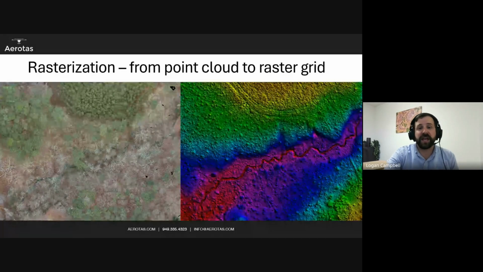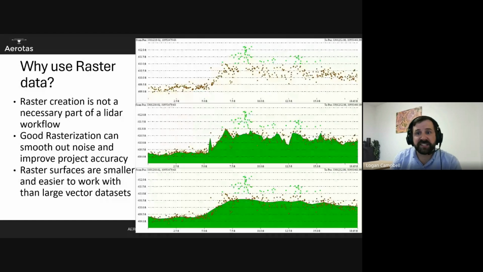So why would we use that? Why not just the point cloud? Well, while it is not strictly speaking necessary to create a surface from raster data, good rasterization can smooth out noise and improve project accuracy.